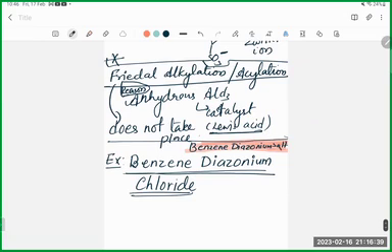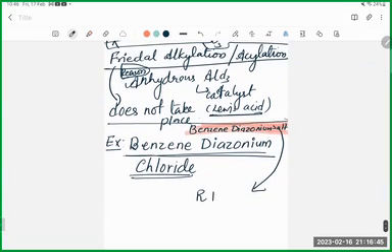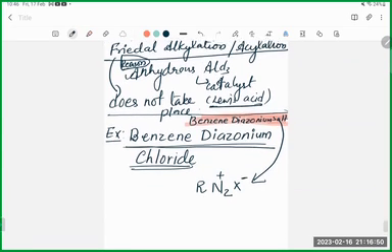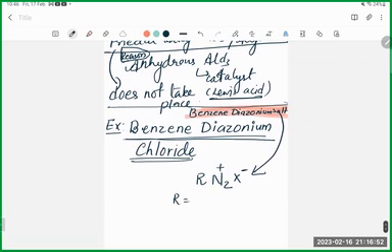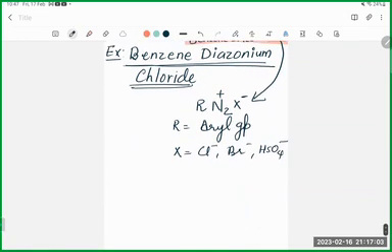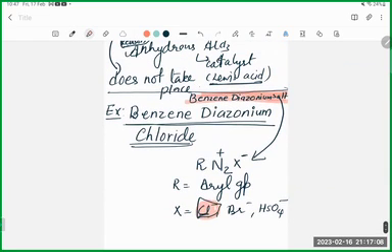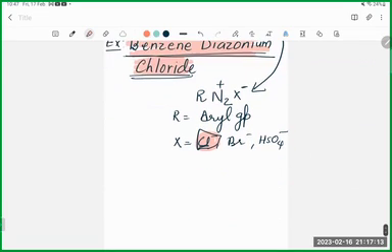What is the general formula of benzene diazonium chloride? It is represented as RN2 plus, X minus. R stands for aryl group. X stands for Cl, Br, HSO4 1 minus, anything can be taken. So if I take Cl minus, then I am talking about BDC, benzene diazonium chloride, correct? So it is clear. So the structure goes over here.